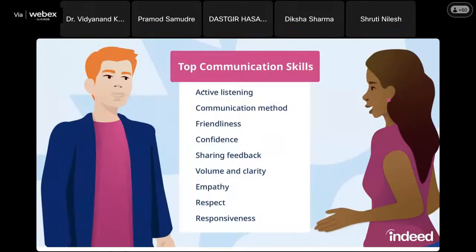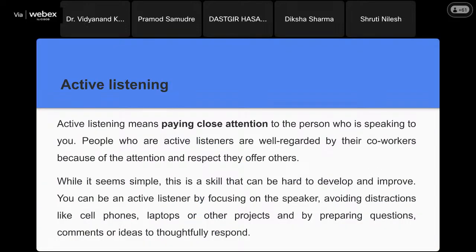Now moving ahead, these are some of the updated top communication skills which you need to have, you need to develop. You can check in terms of Indeed: active listening, communication methods, friendliness, confidence, sharing feedback, volume and clarity, empathy, respect and responsiveness. Being a manager, working in a system, you need to develop certain forms of these skills in yourself.